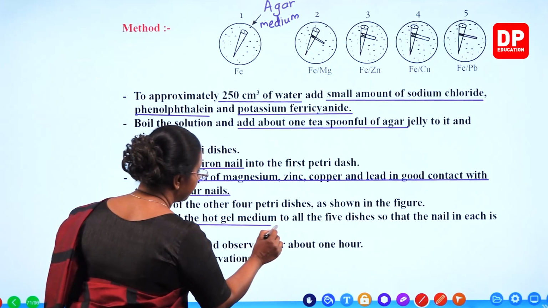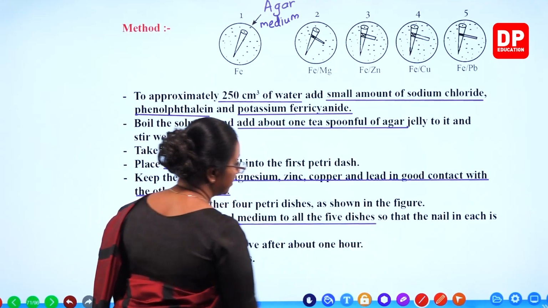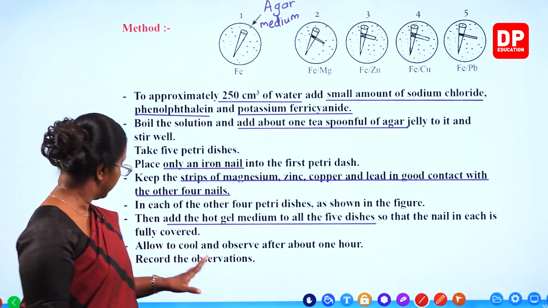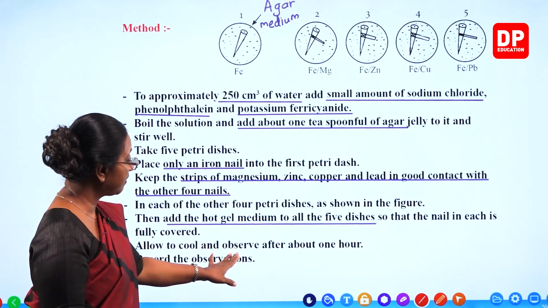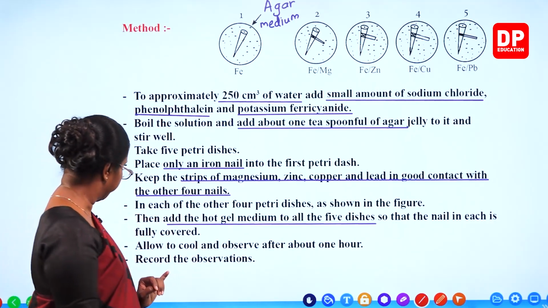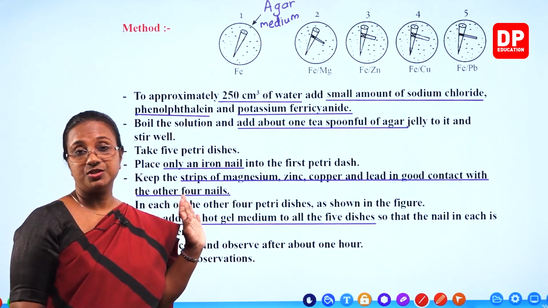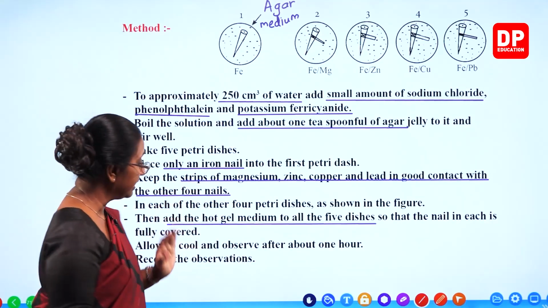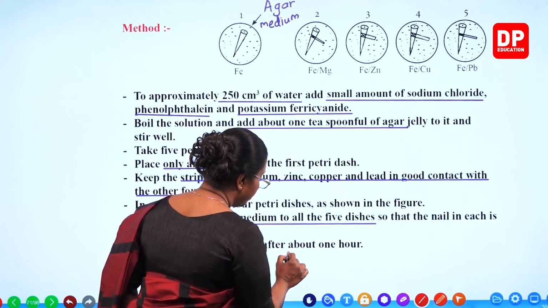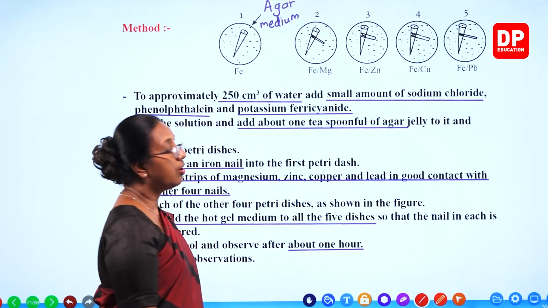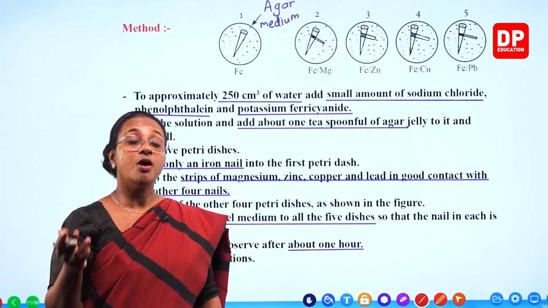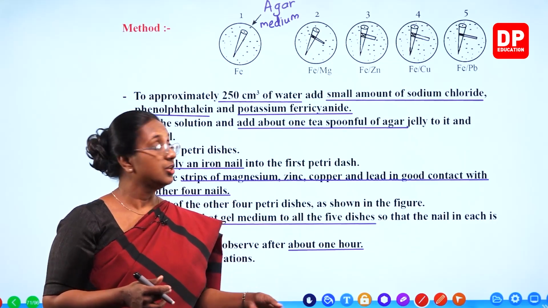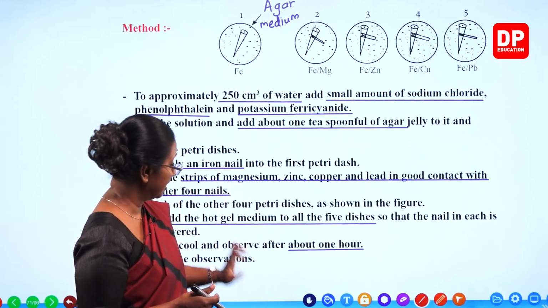Add the hot gel medium to all 5 dishes so that the nail in each is fully covered. Allow to cool and observe after about 1 hour. Record the observations. So you have to allow it to cool for about 1 hour and then observe. You need to wait about an hour, or sometimes slightly more, or sometimes before 1 hour you can start observing the color change. So that is what we do for this particular activity.